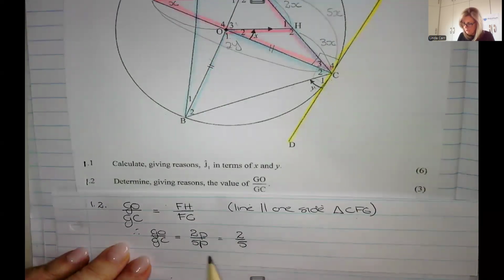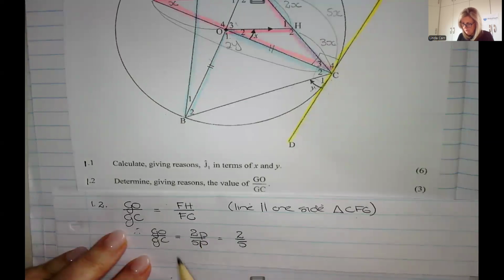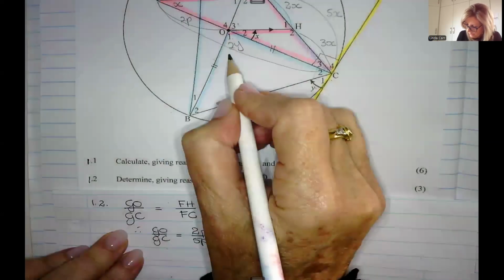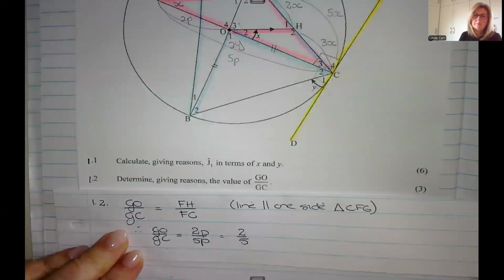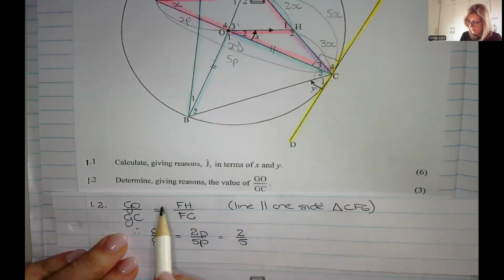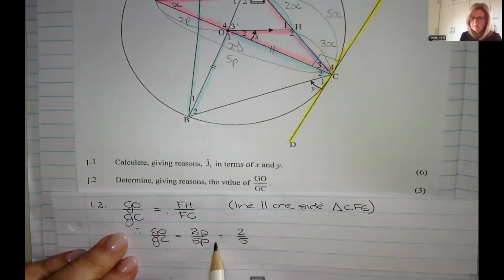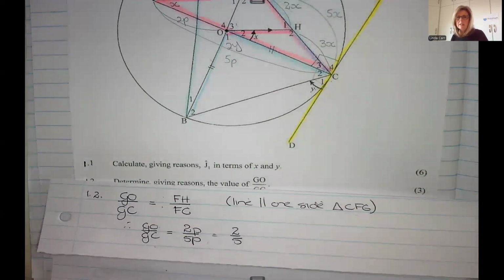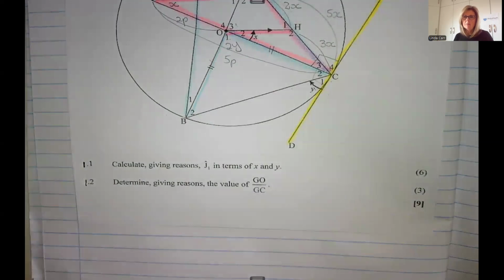So now all I've got to do is fill in the measurements that I've used. So GO over GC is going to be 2P over 5P, which is 2:5, and that's worth 3 marks. Statement, reason, statement. Okay, so there's a lovely example where grade 11 and grade 12 Euclidean geometry are tied together to get us a quite nice matric question.